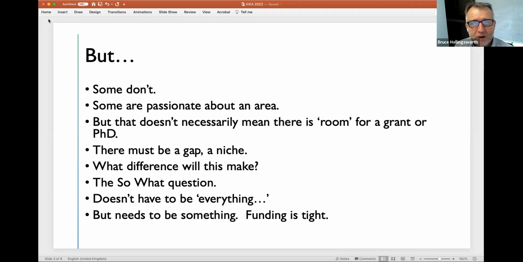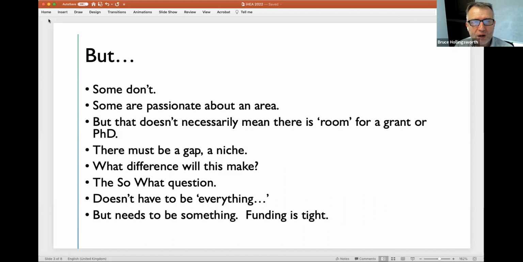Some are just passionate about the area. They're really passionate about wanting to do something about inequalities or obesity or maternal care or whatever it might be. But that doesn't necessarily mean there's room for a grant or a PhD. There has to be a gap in the market, or some niche that hasn't been filled. And I think what you need to be thinking about is, what difference will my research make? There are lots of great research questions out there, but what difference will my research make?